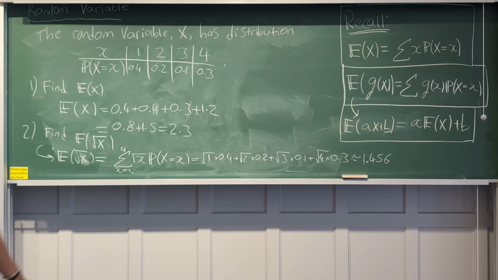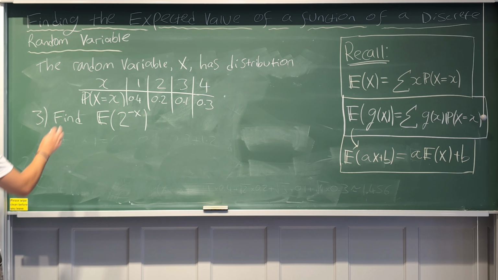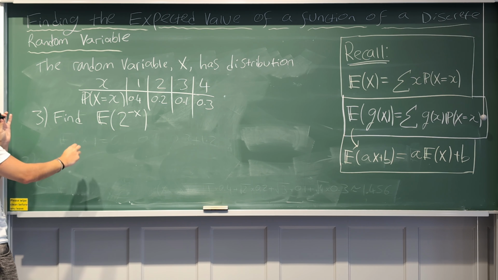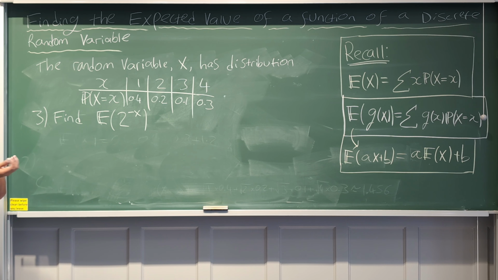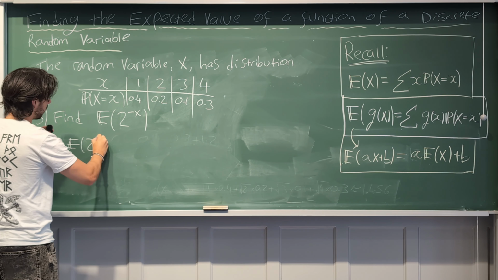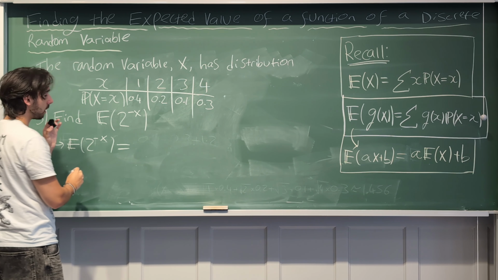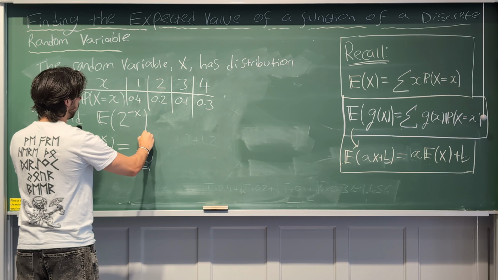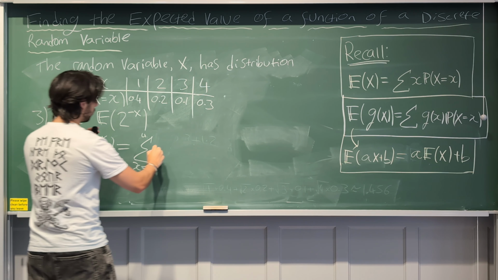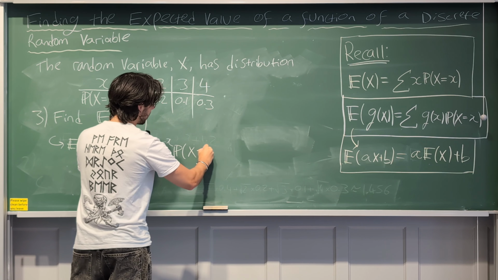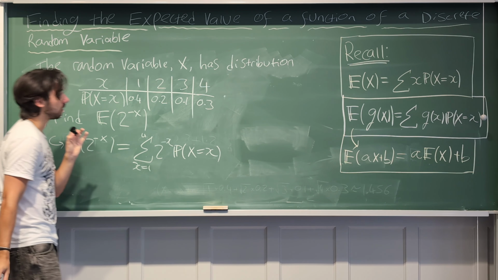Okay, same question, let me rub off the board. Same question again, the same context, the same setup, but the third part is to find the expected value of 2 to the power of minus X. Feel free to pause the video and give it a go if you like. It would be the sum over, again, the same x values, 1 to 4, of 2 to the power of minus x times each probability that X equals that number.